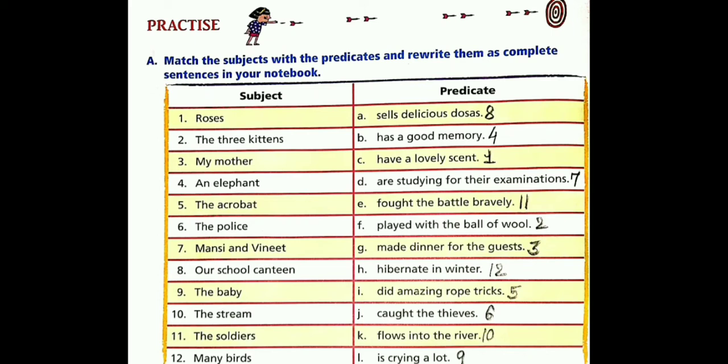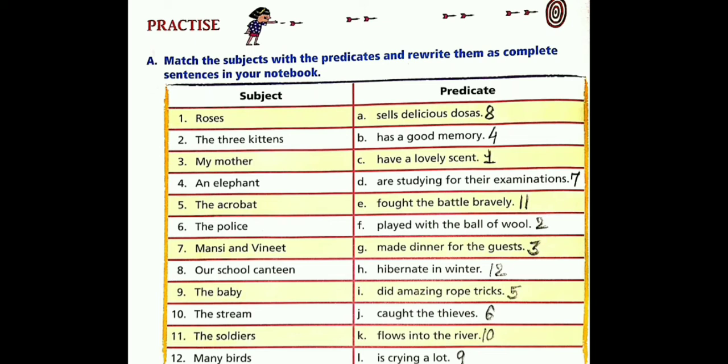Now let us start. So the first one is roses. So the correct answer is C. Have a lovely scent. So that will be the first one. Roses have a lovely scent. So as you can see here, roses is the subject and have a lovely scent is the predicate.